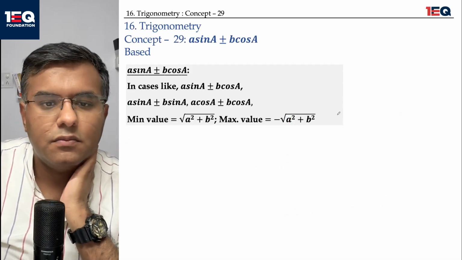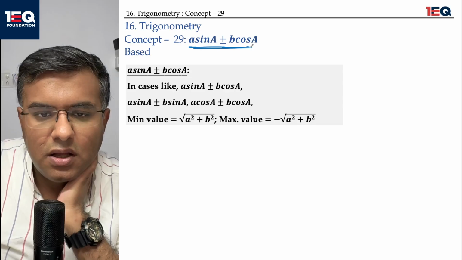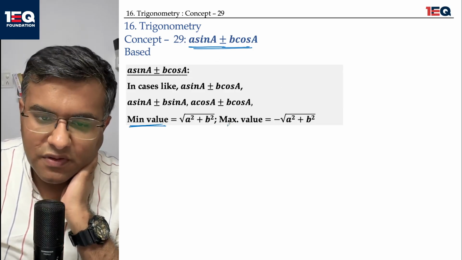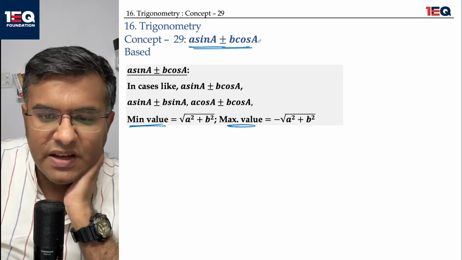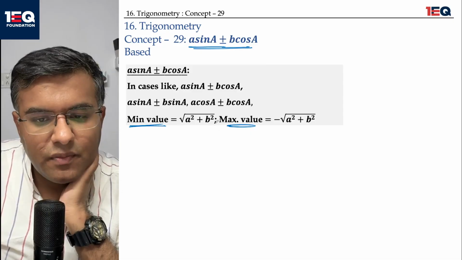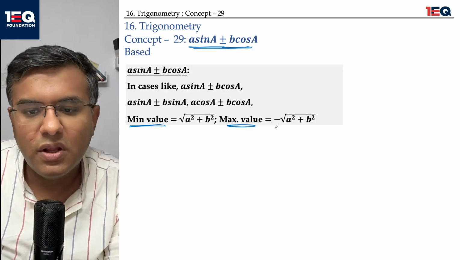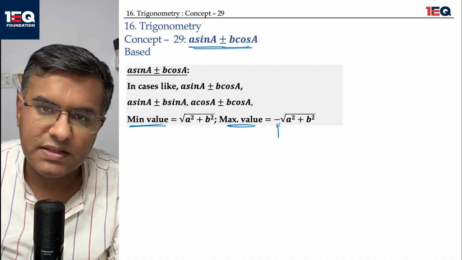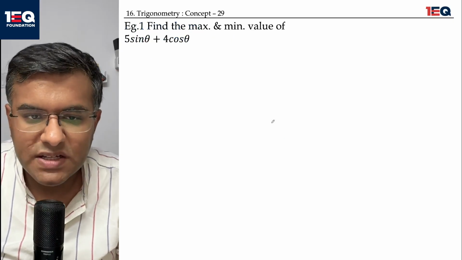Moving on. So a sine alpha or a sine a plus b cos a, we need to find out the maximum or the minimum values of it. Okay, so in the case of a sine a plus b cos a or plus minus b cos a, the minimum value is going to be root of a square plus b square, and the maximum value is going to be just the opposite of it, which is in the root a square plus b square, and the whole thing would be denoted with a minus sign. Let me do some questions of it.